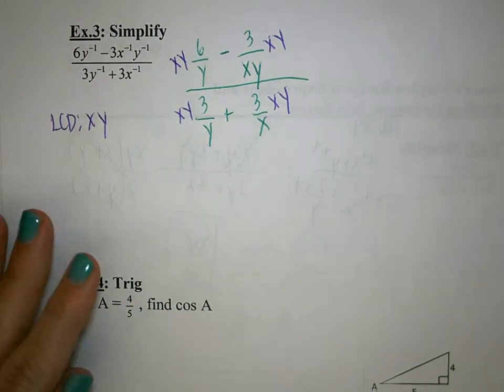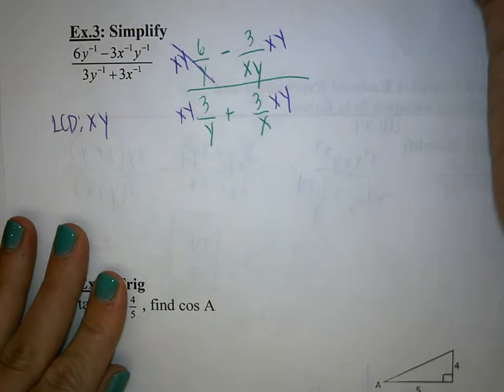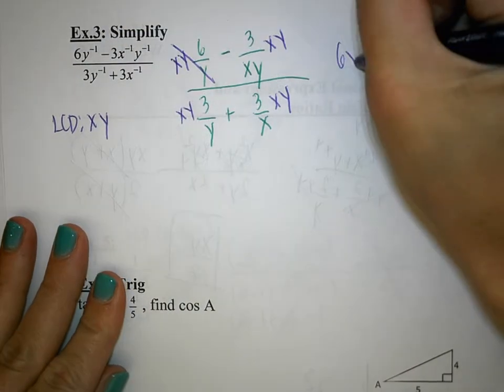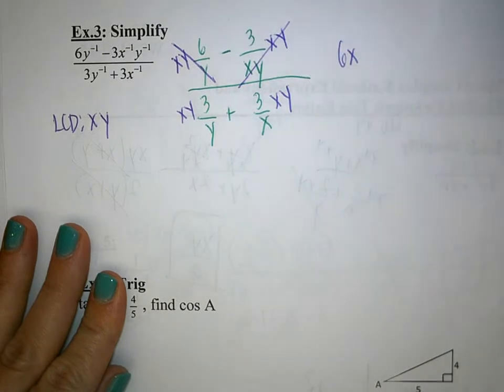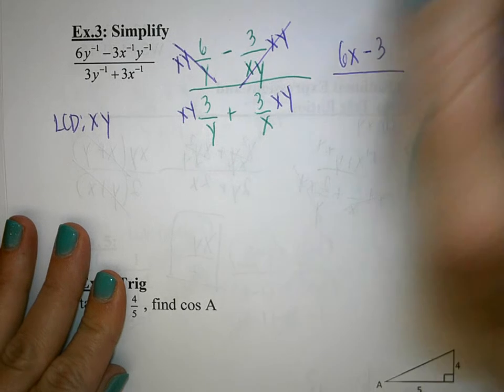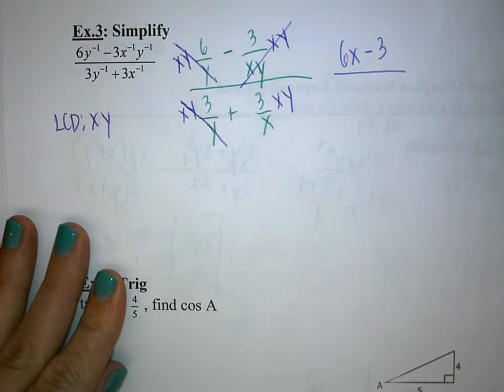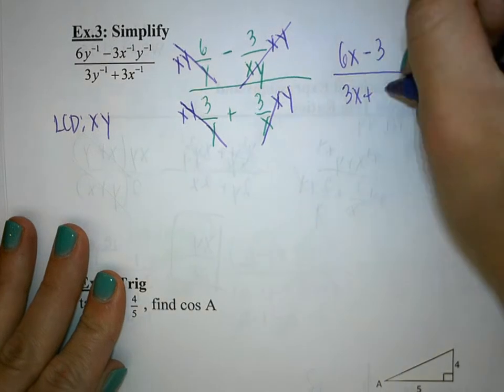When I do that, what happens on the first term? Top left, y's cancel and you're left with 6x. What happens on the next term? xy, and you're left with minus 3. Go to the denominator. y's cancel, we're left with 3x, plus, the x's cancel, and we're left with 3y.